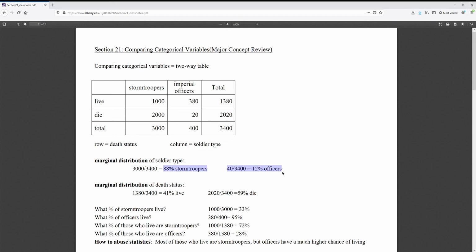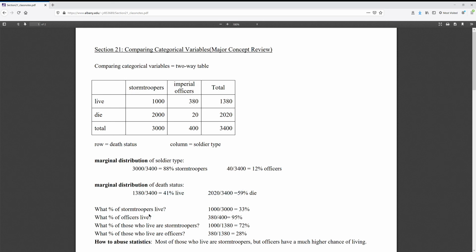We'll see some totals here that don't necessarily add up to 100%, but every individual is either a stormtrooper or an officer. Not both, not neither, so they've got to add up to 100%. Likewise, every individual either lives or dies. Not both, not neither, so they've got to add up to 100%, 41, 59. Then we can ask some relatively basic questions.